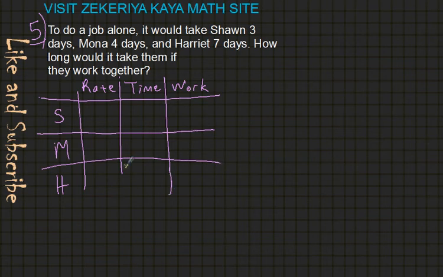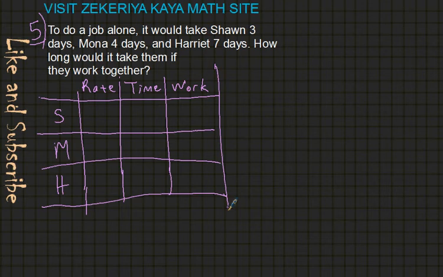So, this is the first and simplest type of word problem, because we know their rate. We can find their rate, because to do the job alone, it's given how much time it will take. It's already given. So, for sure, for Sean to do it alone, it will take 3 days.